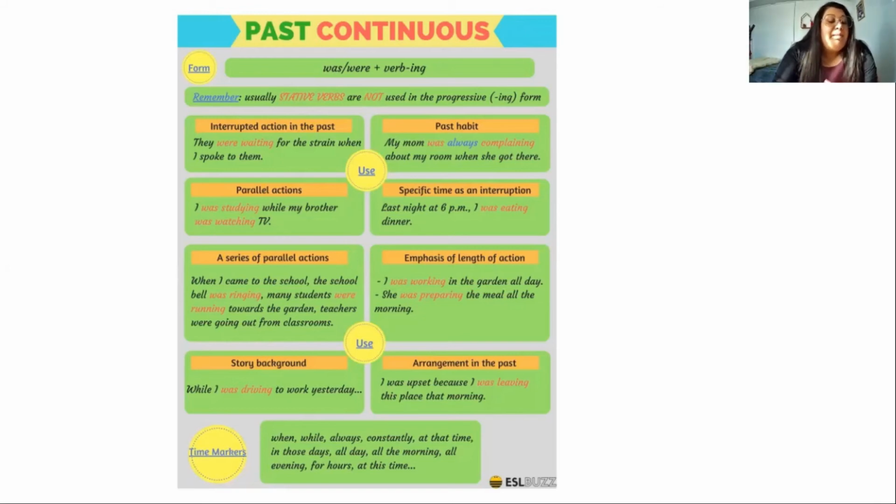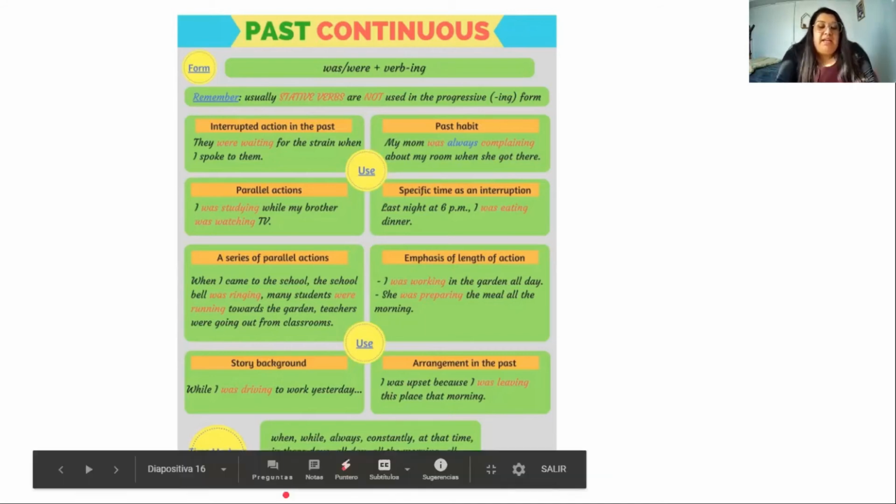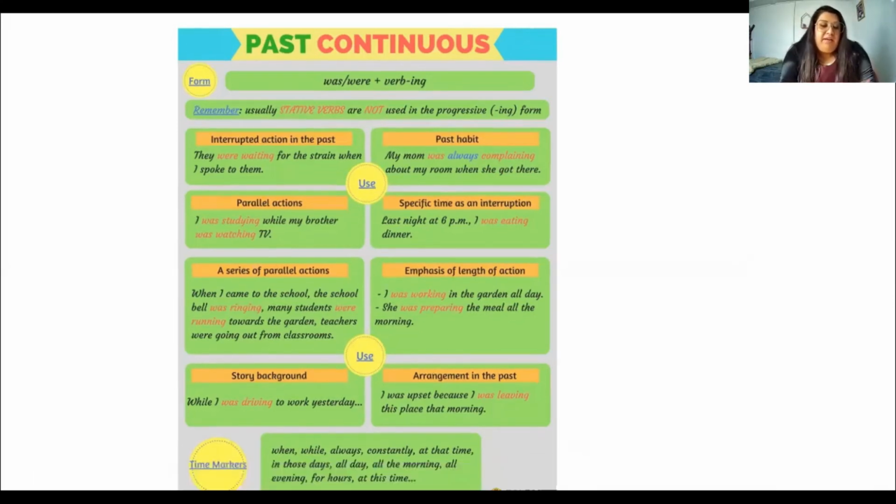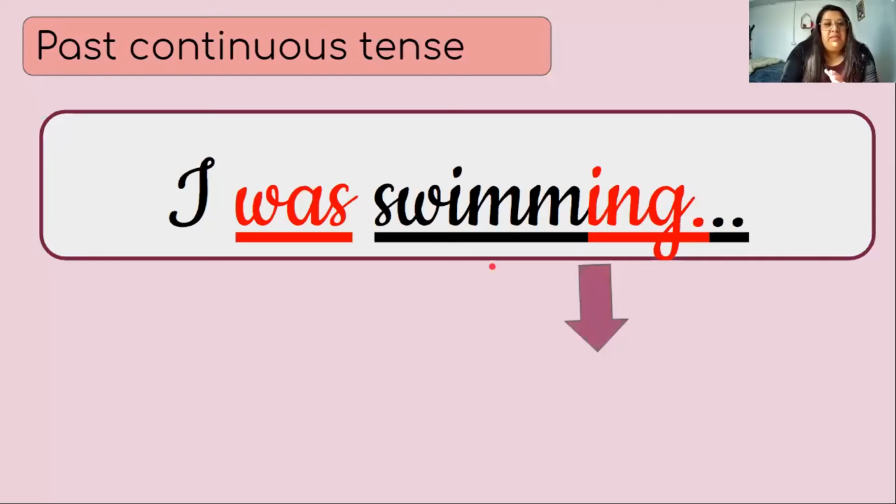Entonces, también tenemos palabras útiles para ocupar este tiempo, ¿ya? Que serían las time markers que salen aquí. So we have when, while, always, constantly. Okay? When I was doing my homework, you called me. ¿Ya? Entonces, aquí tenemos la forma del past continuous, ¿ya? Para que no se nos olvide.